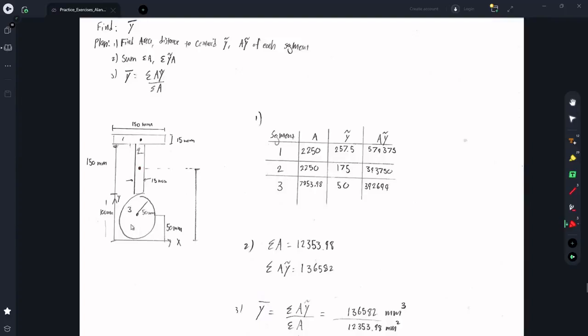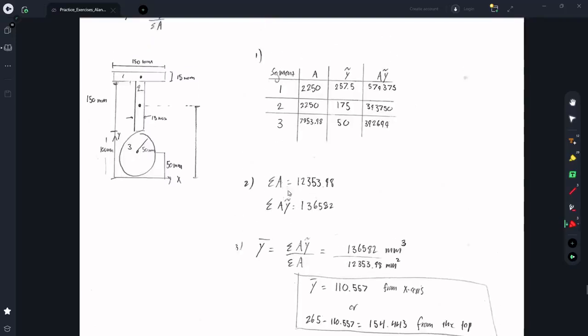For segment 3, which is the circle, its area is pi r squared. The radius is 50 millimeters. So in that we get about 7,800 millimeters squared. Its centroid is going to be in the middle since it's symmetric. So just the radius is going to be the distance off the x-axis, 50 millimeters.